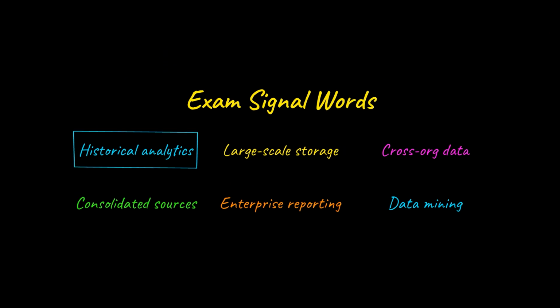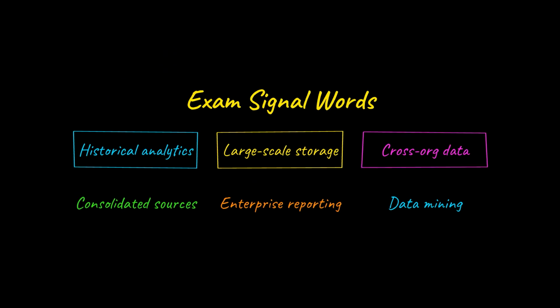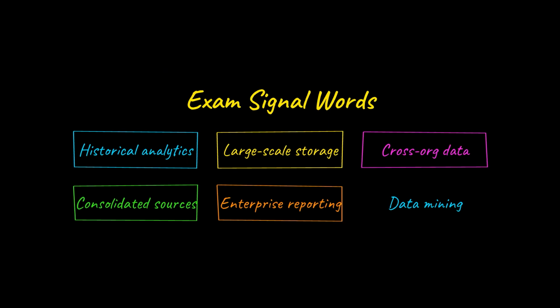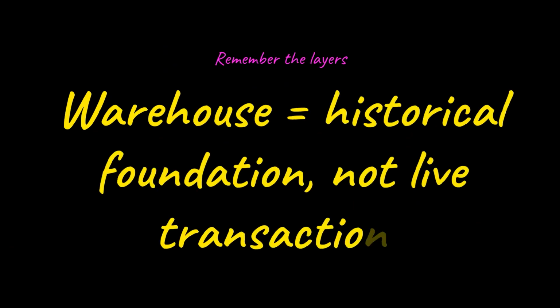On exam day, watch for these signal terms: historical analytics, large-scale storage, cross-organization data, consolidated sources, enterprise reporting, and data mining. Any stem describing a central repository pulling from many sources for analysis is pointing at the data warehouse. The warehouse is the foundation of the analytical stack. Operational systems feed it, analytical tools query it, and cubes accelerate specific reporting on top of it. It stores history, it does not run transactions.